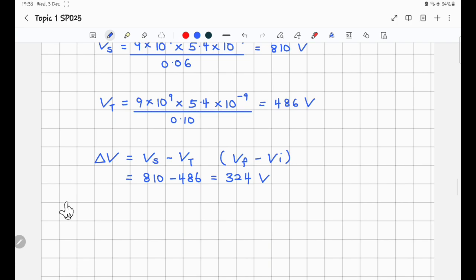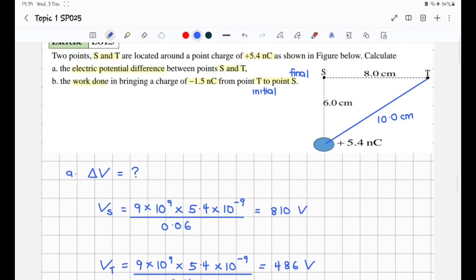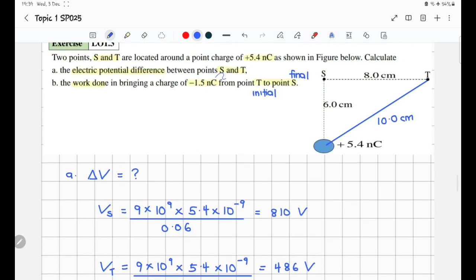Okay, and then for part B, to calculate the work done. If you look at equation number 6, where we have delta U equals Q delta V, delta U is also equivalent to the work done. So equation number 6 can be used in this case to find W. The test charge that they give in the question is negative 1.5 nanocoulomb, and the potential difference will be Vs minus Vt.